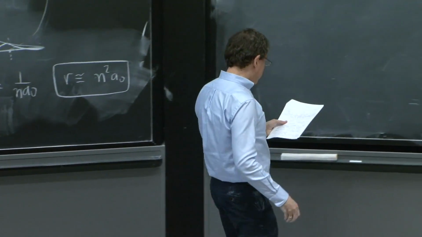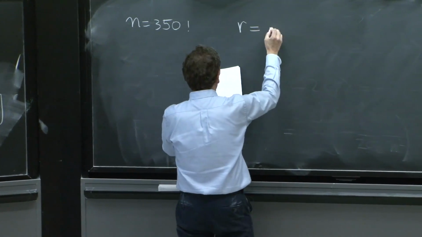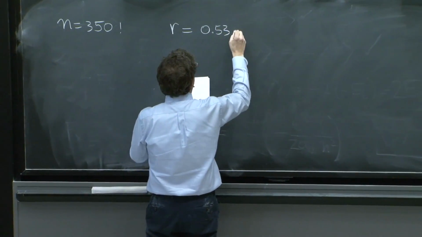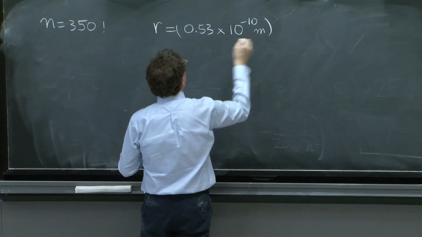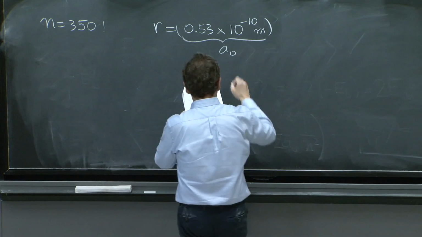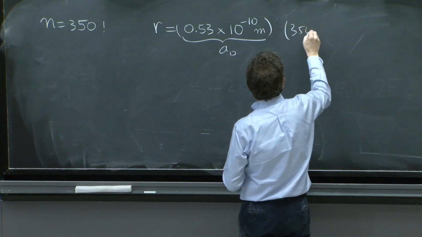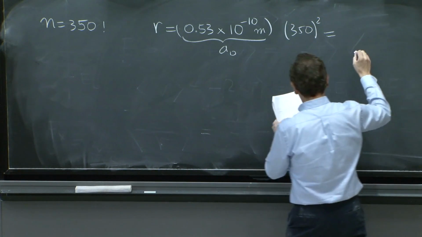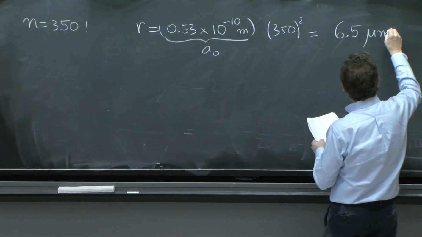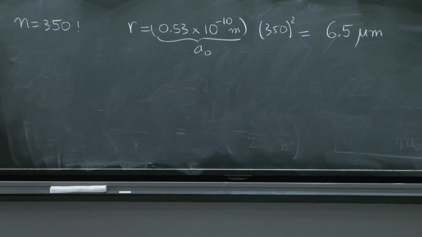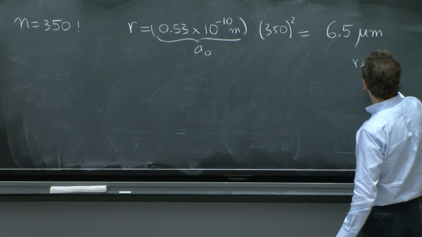So what happens for this thing? r is equal to 0.53 times 10 to the minus 10 meters. That's a0. And then you have 350 squared, and that gives you 6.5 microns. That's actually pretty big. A red blood cell is 8 microns.